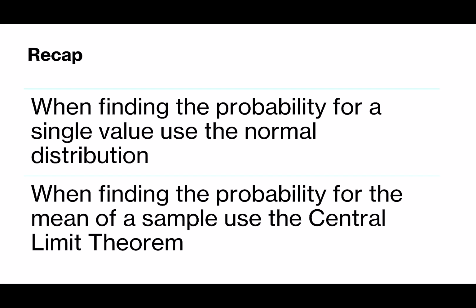As a recap, I really want to stress that when you're finding the probability for a single value, you use the normal distribution. When you find the probability for the mean of a sample, think a group, then you're going to use the Central Limit Theorem, and you have to use the standard error of the mean. Remember, you can come back and watch this video done all again using Desmos instead of Excel so that you have choices.